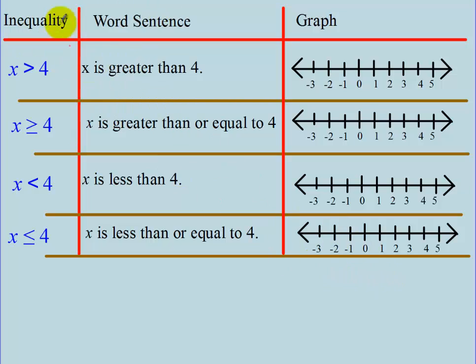So write down this table. These are inequalities right here. This is the word sentence that corresponds to the inequality, and I'm going to graph it. So the first one, the inequality x is greater than 4. You say x is greater than 4.